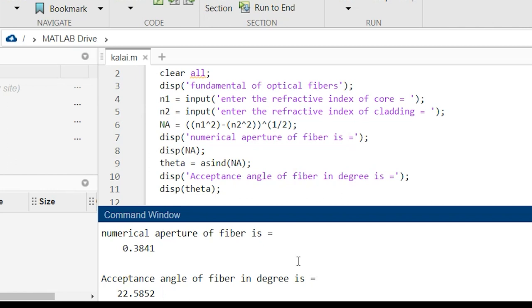So if we change the values of n1 and n2, we will get different values of numerical aperture as well as acceptance angle. Once we know the value of numerical aperture and acceptance angle, we are able to minimize the signal losses which are produced in the optical fibers. So it can reduce the signal loss. That is the main aim of this numerical aperture and acceptance angle.